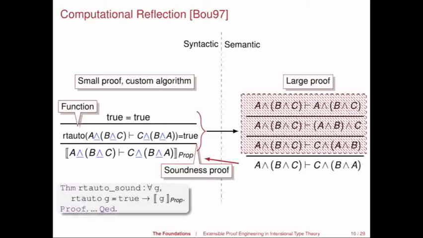Go ahead. Seeing that rtauto is equal to true, does this get slower as your conjunction gets bigger? So in theory it does. It turns out that in practice, execution of programs is really fast. So we'll essentially consider this computation to be very cheap.